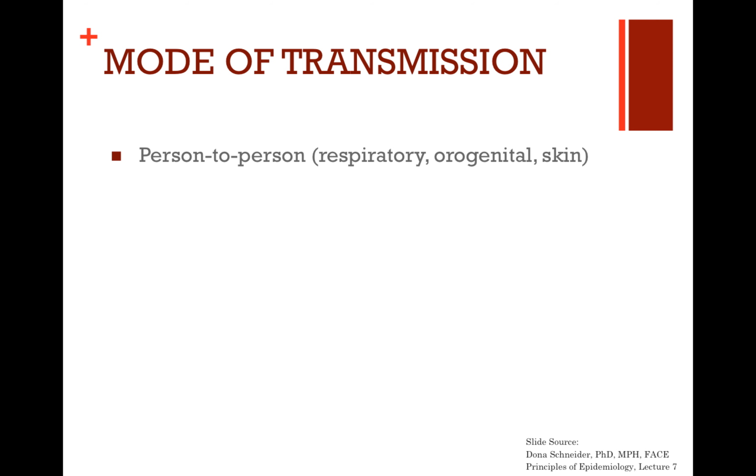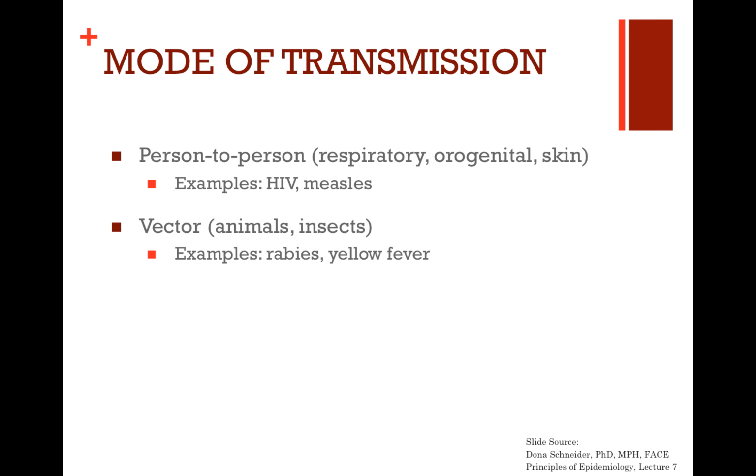So you can have person-to-person contact. This can be respiratory, where you're coughing and you're breathing in or sneezing and not covering your mouth properly. Orogenital, so oral contact with genitalia, or skin to skin. Some examples are things like HIV and measles. You can have vectors, so through animals or other insects, so things like rabies and yellow fever.